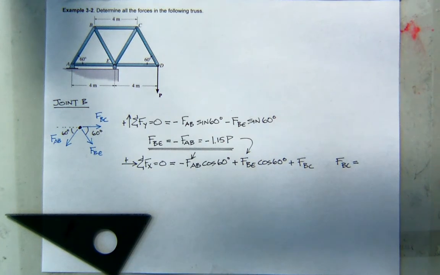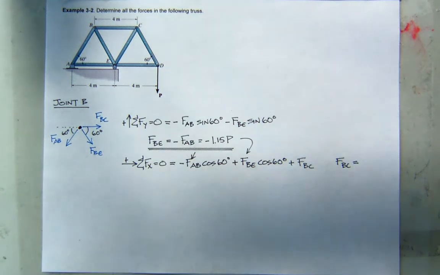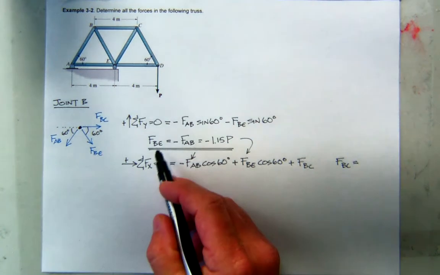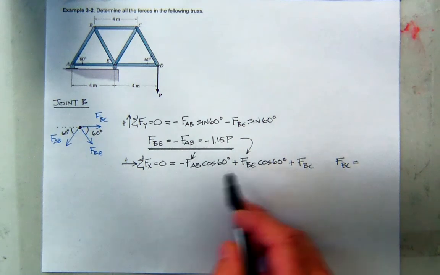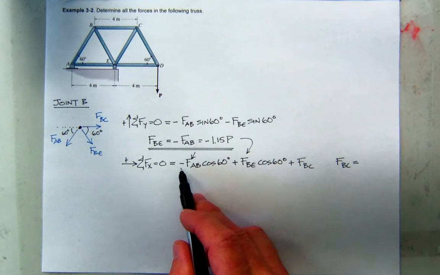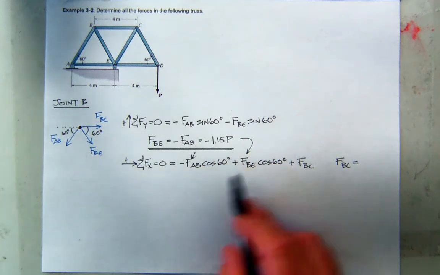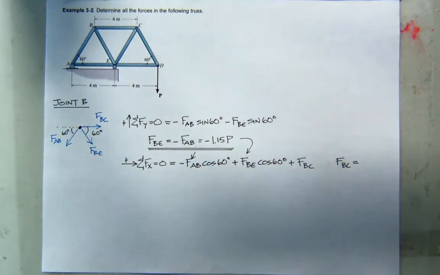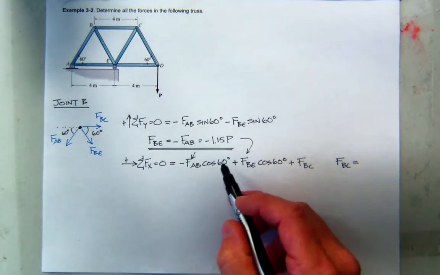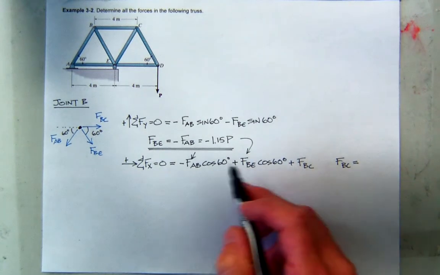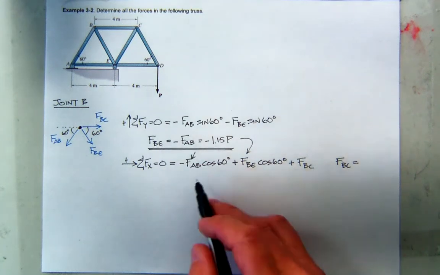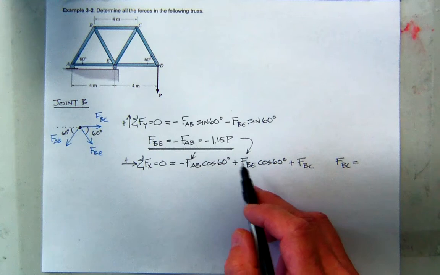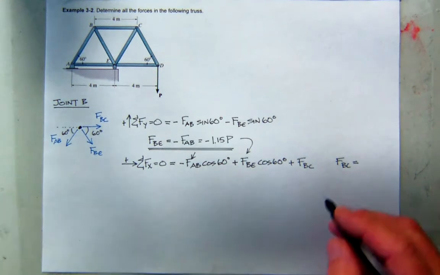I see that FBE is in the positive direction, but it's a negative number, so when you plug in... Well, FBE is negative, so you plug this in. This will be a negative value. Right. And then this one's positive, and it's negative. So you add those two together, you get a negative. Throw it to the other side, you should get a positive result. Okay. It just so happens that cosine of 60 is a half. And FAB and FBE are equal. So I think it comes out to 1.15p.